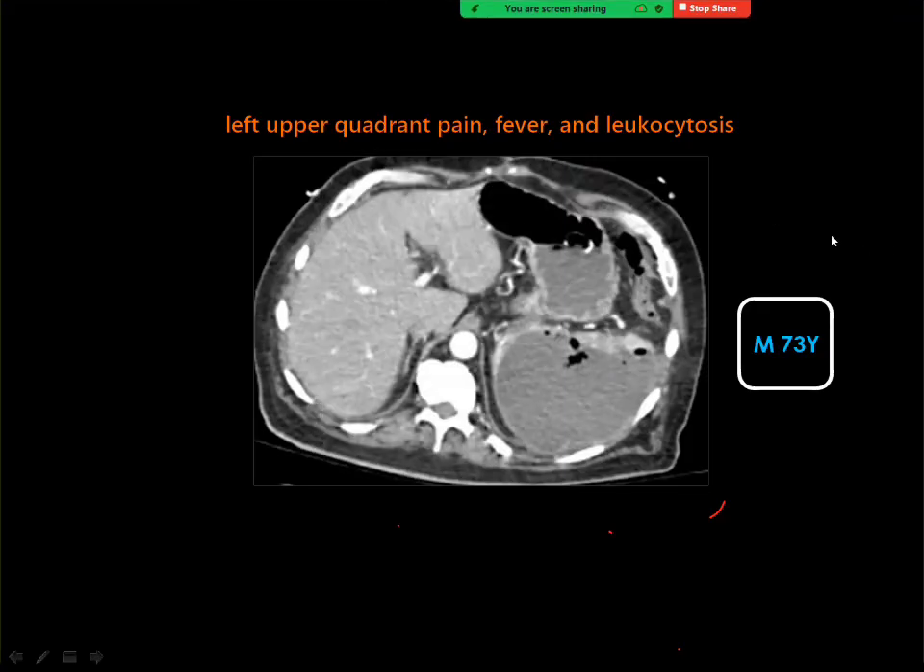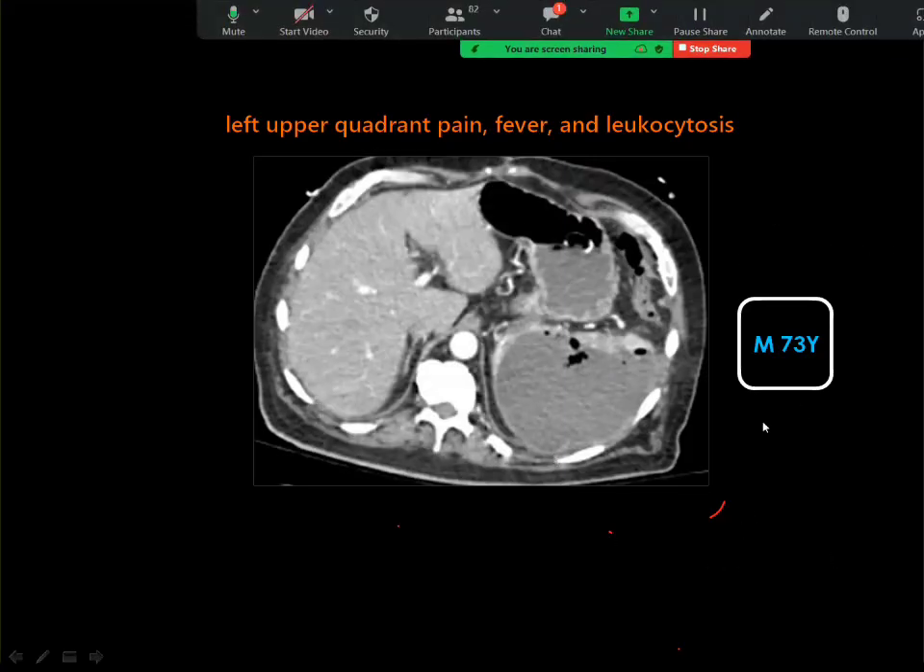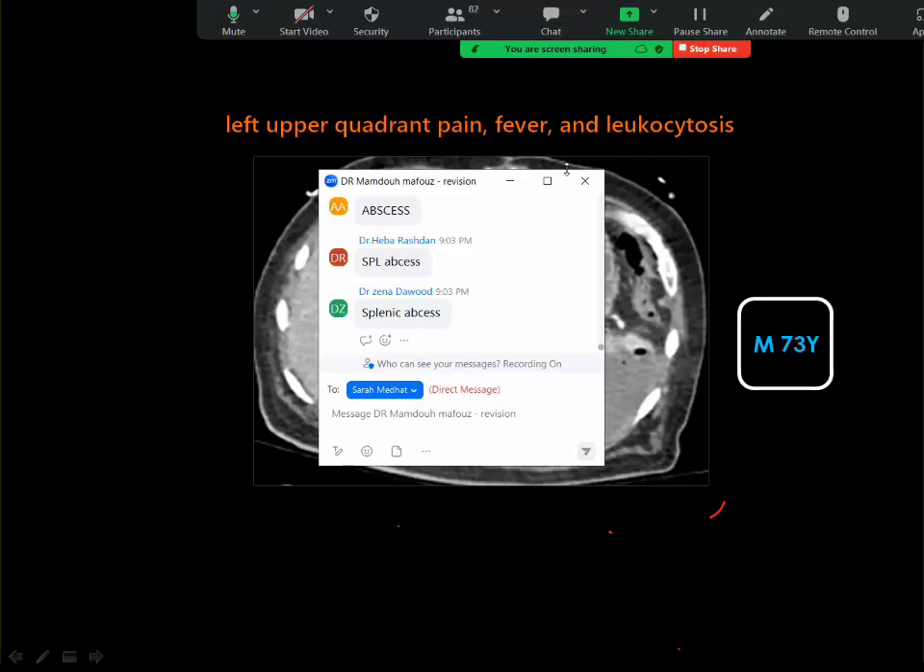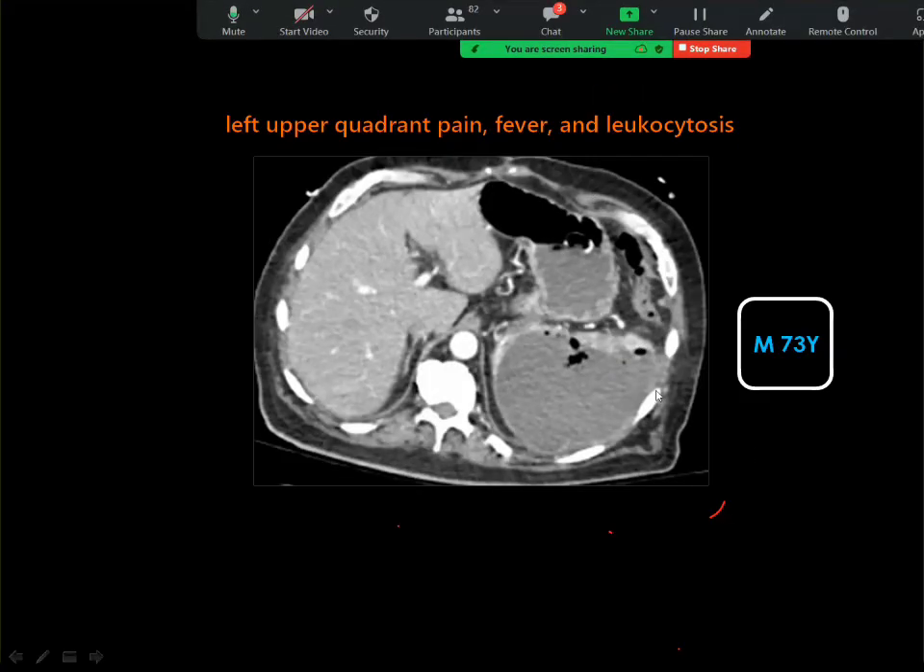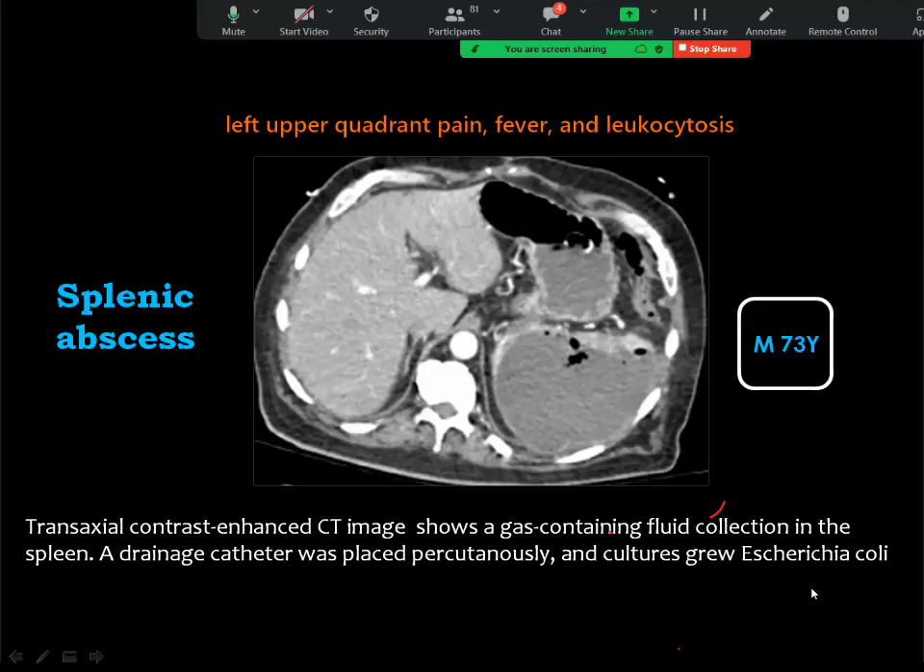Yes, this is an abscess actually, but where? And this abscess is present in the spleen, yes. This is a splenic abscess. This is the spleen, which is somewhat enlarged and is totally replaced by this fluid with internal air loculi, diagnostic of an abscess. Most of the splenic cysts can be secondarily infected to result in an abscess. Also, splenic infarctions may be secondarily infected, resulting in splenic abscess.